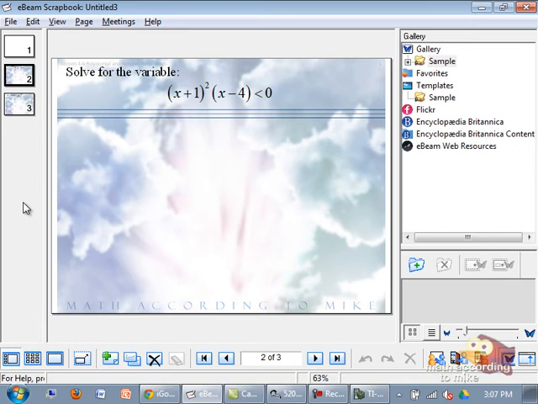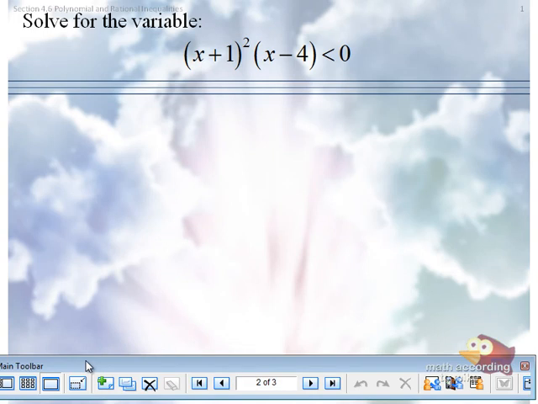Let's look at this first one. Solve for the variable x plus 1 quantity squared. I don't know.